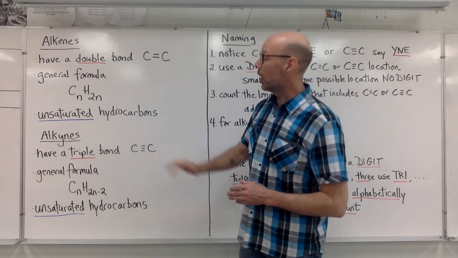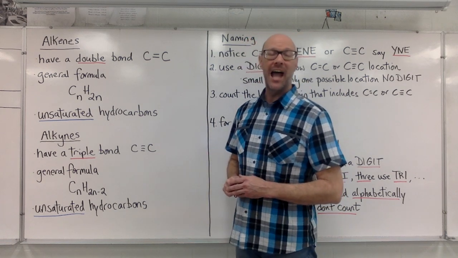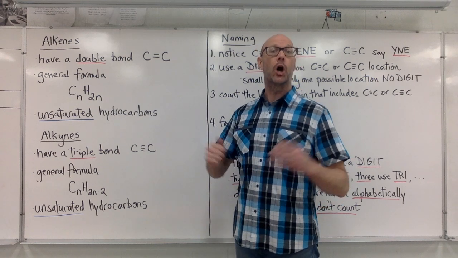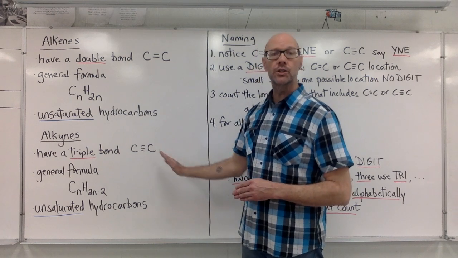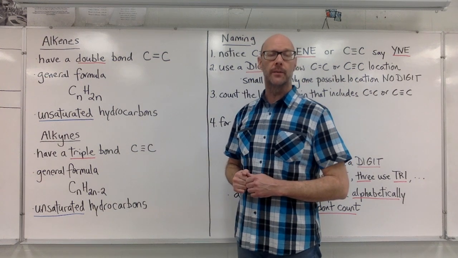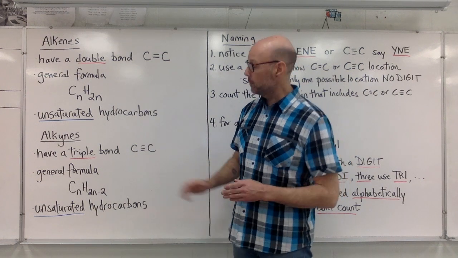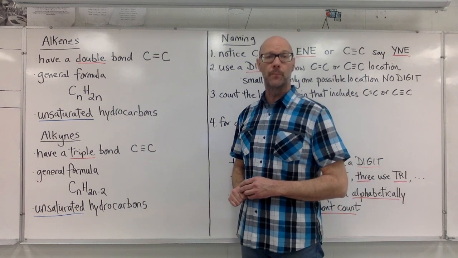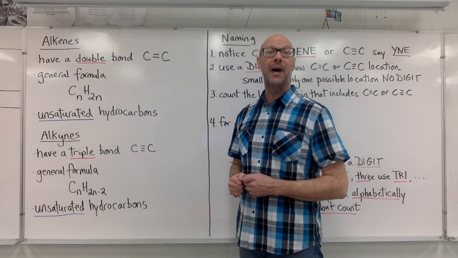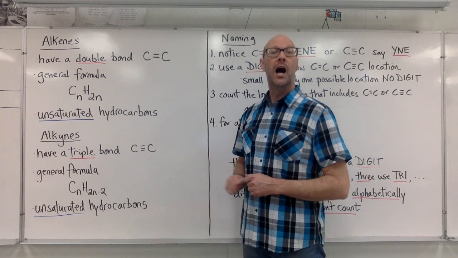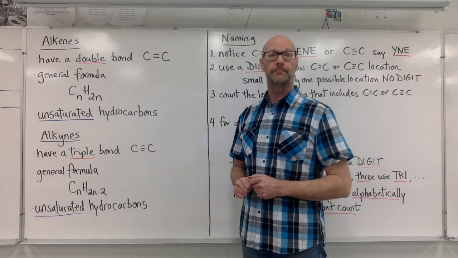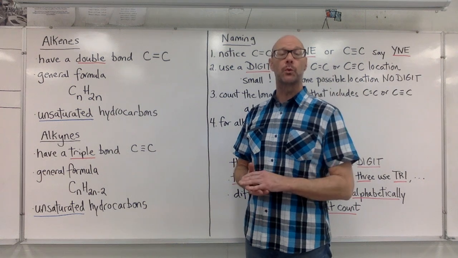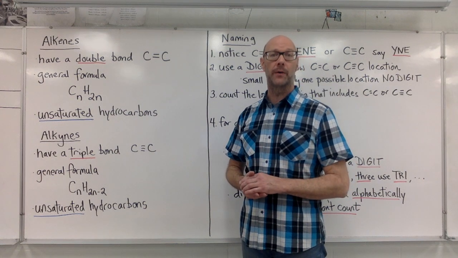Related but different are alkynes. Alkynes are going to have a triple bond somewhere in the carbon chain, a carbon-to-carbon triple bond. They also have a general formula. It's CnH2n minus 2. And they have something in common with alkenes. They are also unsaturated. This is an important contrast with alkanes, which were saturated compounds.